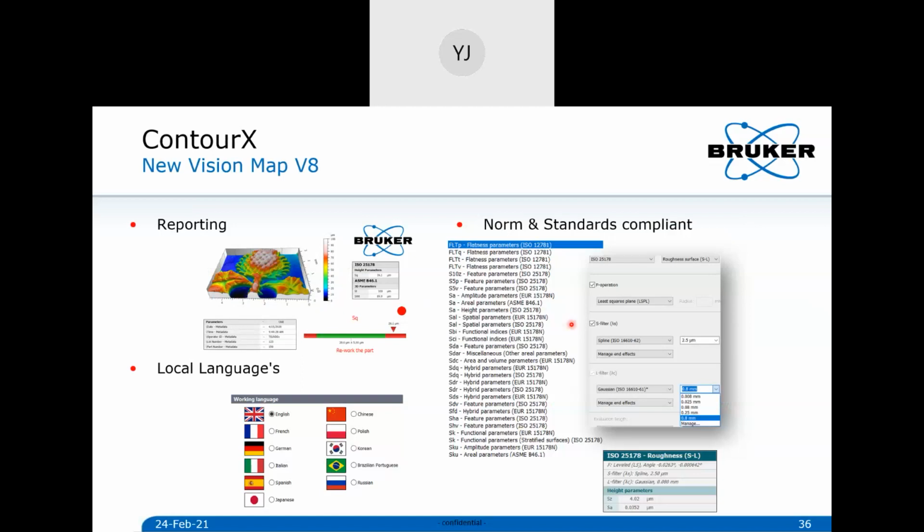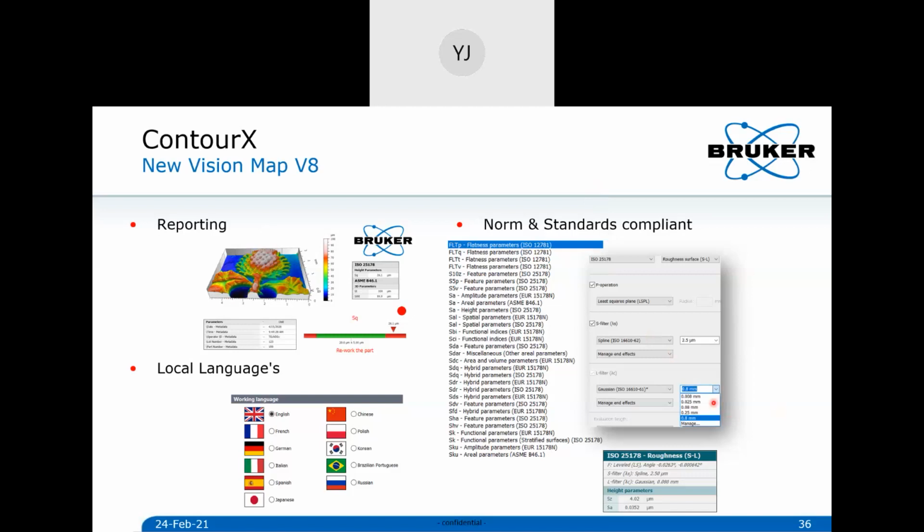And we have the new VisionMap version 8 software. It has better reporting functions, so now you can generate nice PDF data, and if you're repeatedly doing the same measurement, this makes it a lot easier. You can measure the same part, set tolerance values, and get alerts quickly when there is a fail. You also have access to a larger variety of norms and standards than before, and more granular control in how you set up these parameters.